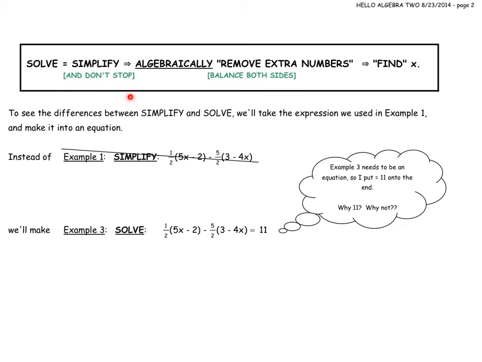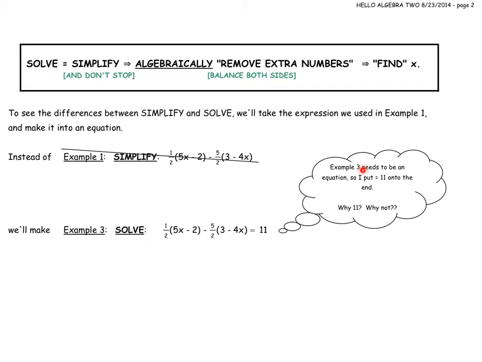But now we don't stop. We have to algebraically remove extra numbers, and algebraically means balanced on both sides because an equation has two sides, and find a value for x if we can. To see the difference between simplify and solve, I took example number 1, which looked like this, and added equals 11 onto the end. By putting an equal sign in the middle of the problem, so to speak, and putting a number on the end of the problem, I now created an equation, whereas before I had a simplify problem.